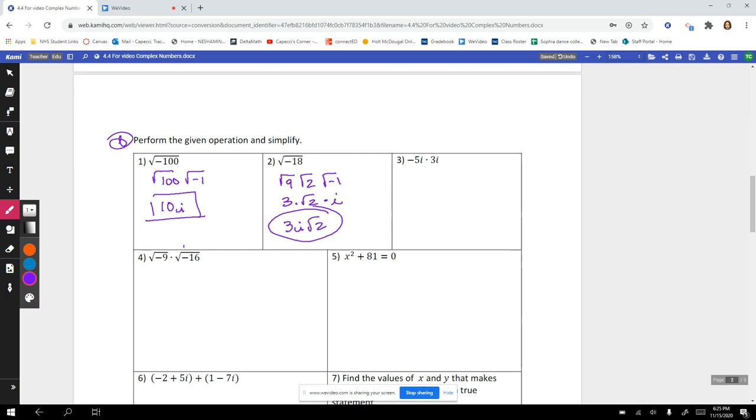All right, number 3. I have -5 times 3, which gives me -15. i times i gives me i squared. Now remember, i squared is equal to -1. So this gives me -15 times -1, which gives me +15.